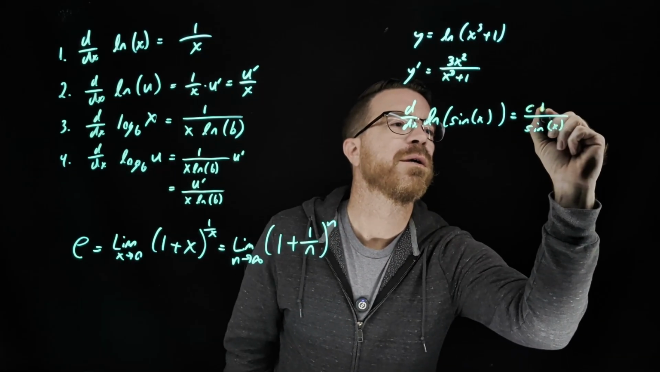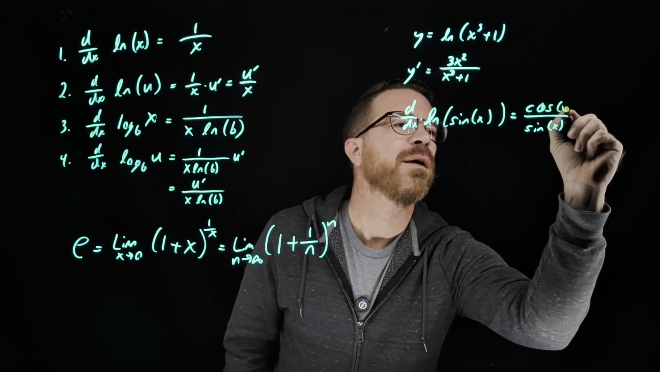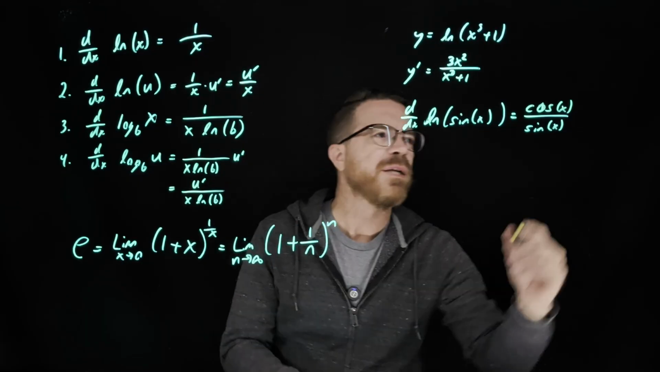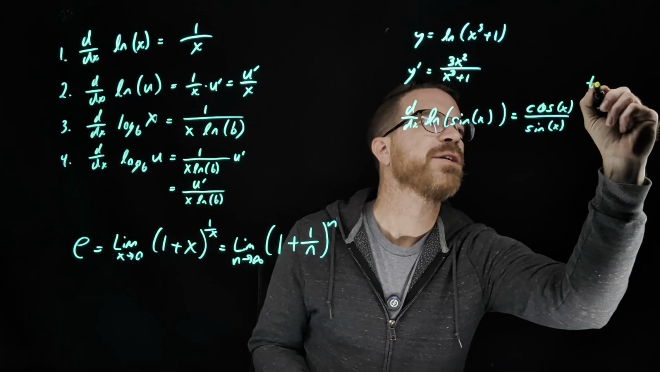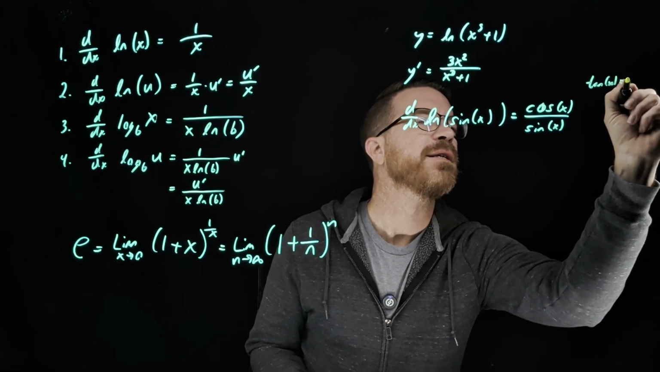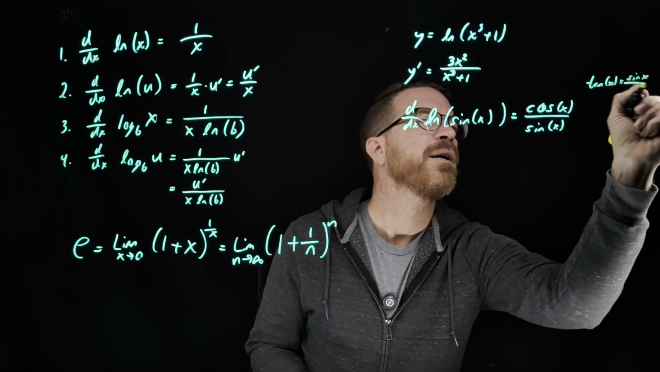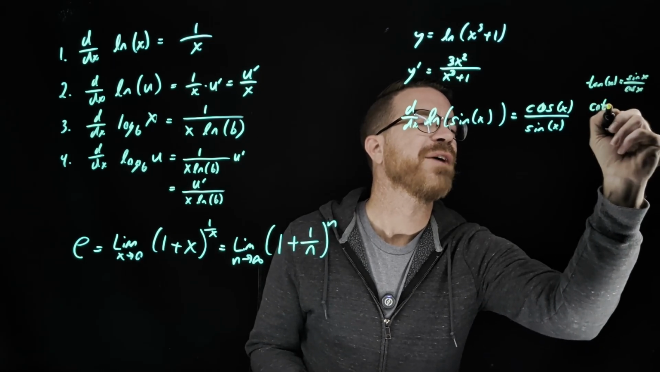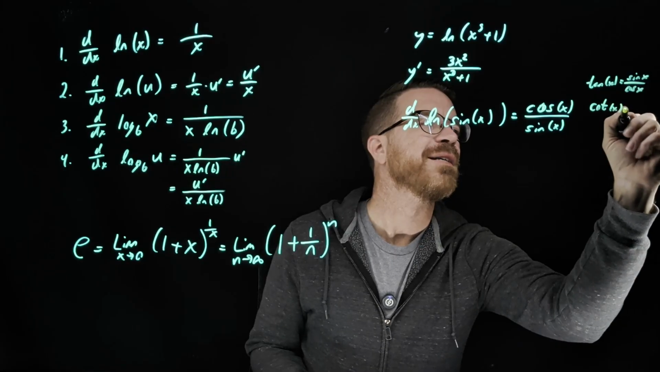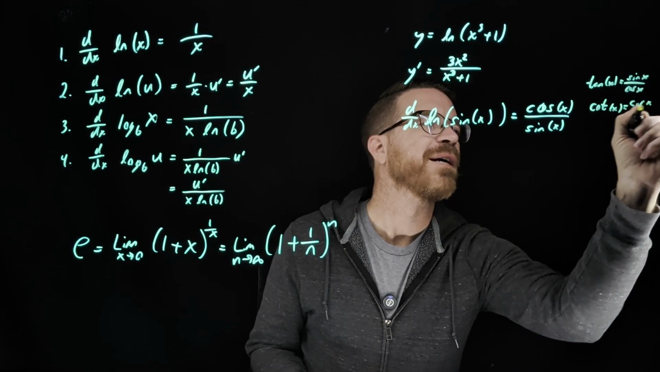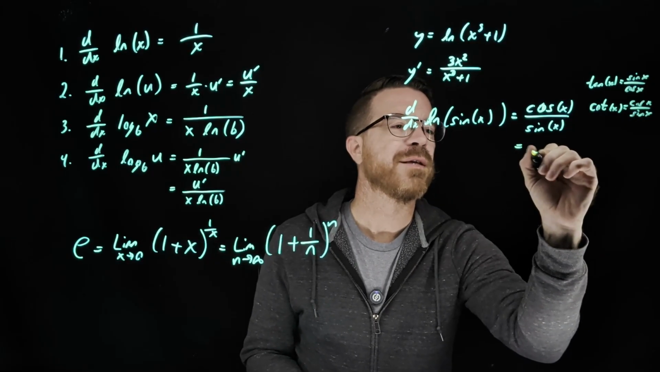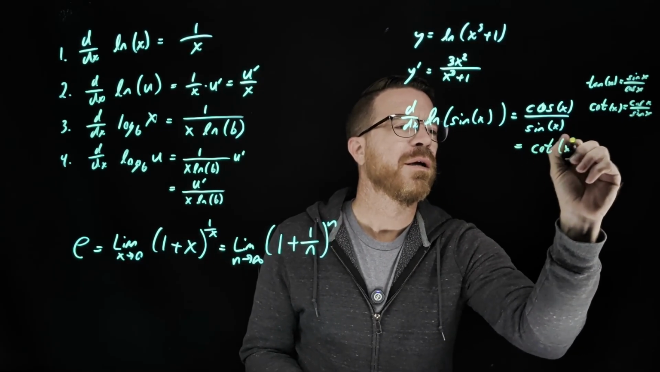So this will be cosine of x over sine of x, which, if you remember, we have that one identity we talked about before. We had tangent of x is equal to sine of x over cosine of x. Well, similarly, cotangent of x is equal to cosine of x over sine of x. So we can actually rewrite this as cotangent of x.